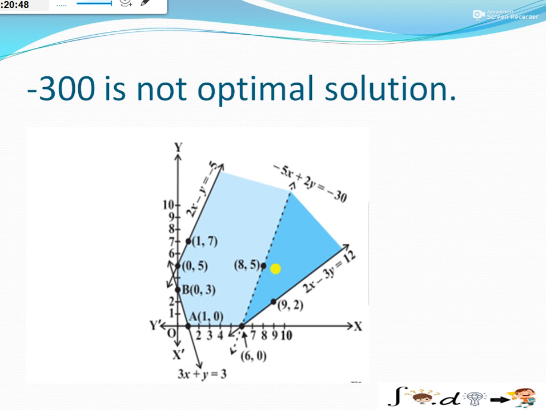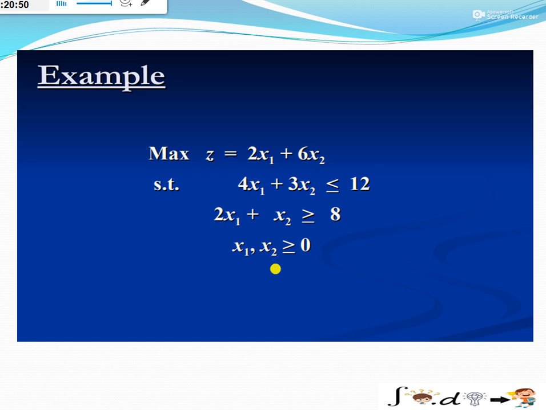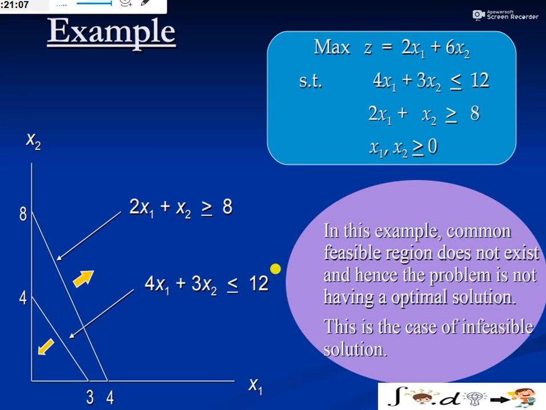Is it clear? And now see another example. Maximize z equals 2x1 plus 6x2 such that 4x1 plus 3x2 is less than or equal to 12, 2x1 plus x2 is greater than or equal to 8, x1 and x2 greater than or equal to 0.